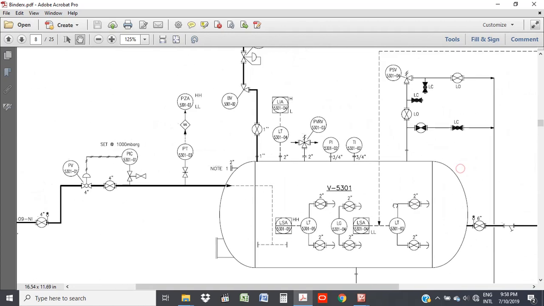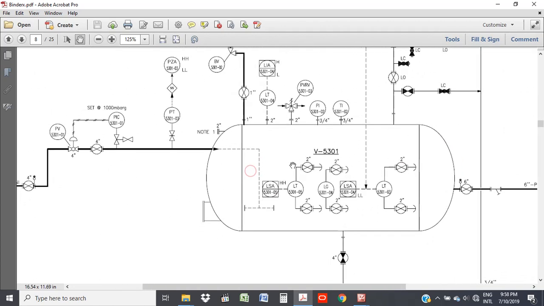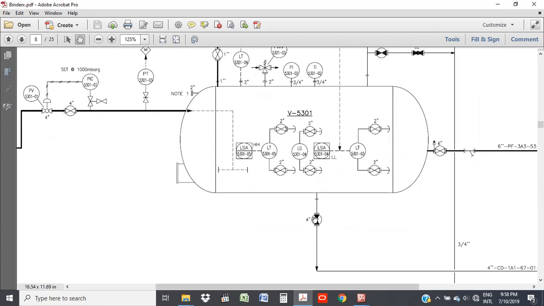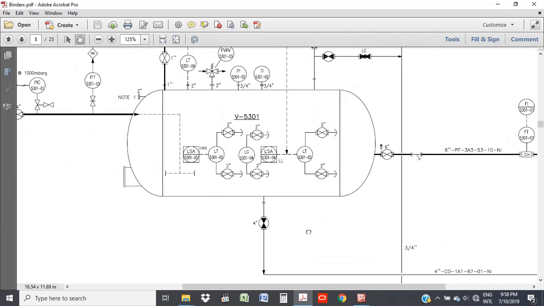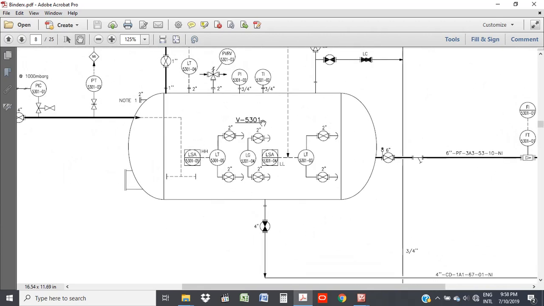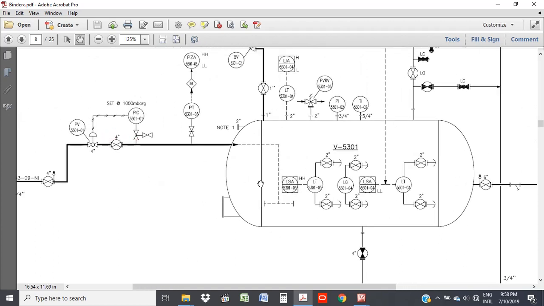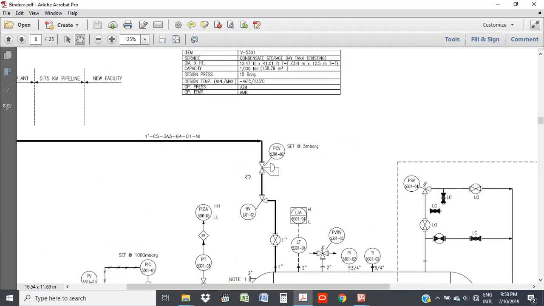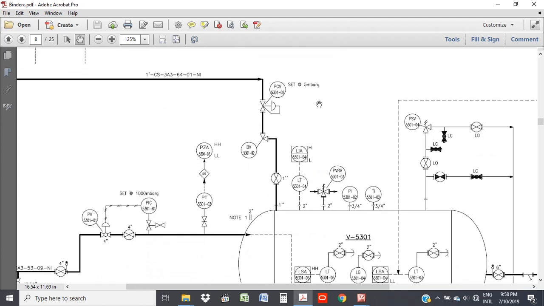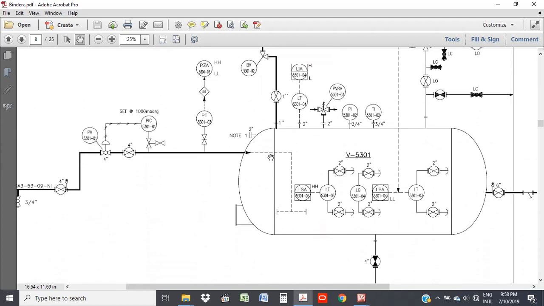This doesn't have much liquid going into it. It's mainly gas, and when the level gets too high, someone will actually come here and open the valve and let it flow out to the sewer pit or to the drain. And so that's how this works, because this would mostly see gas. It's a condensate storage day tank. So that's why it's in this arrangement.